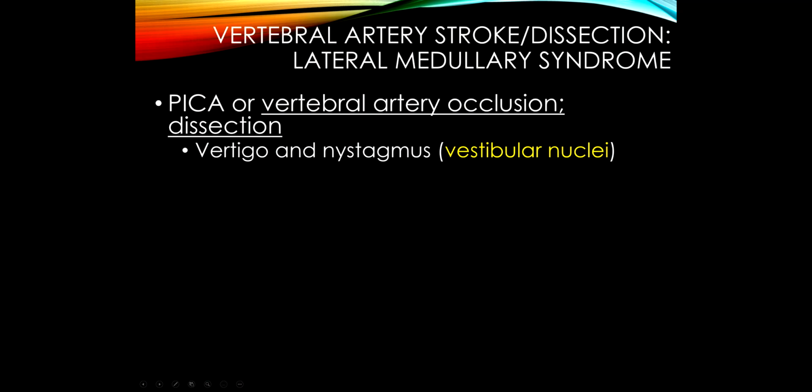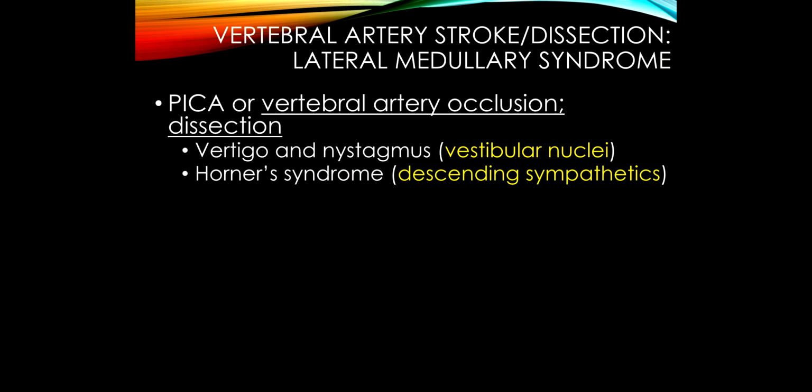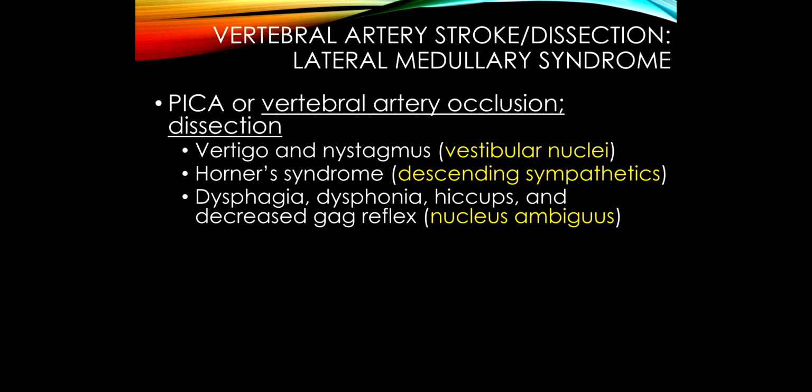Well, you've got the vestibular nuclei that gives the patient vertigo, nystagmus, nausea and vomiting. Nausea and vomiting just goes along with anyone that has vertigo. The sympathetics travel through the lateral medulla, so you're going to get an ipsilateral Horner syndrome. The nucleus ambiguus involvement will give the patient dysphagia, a soft hoarse voice, dysphonia. Hiccups, which we've talked about as an important clue, and then you're going to have a decreased gag reflex on that side.